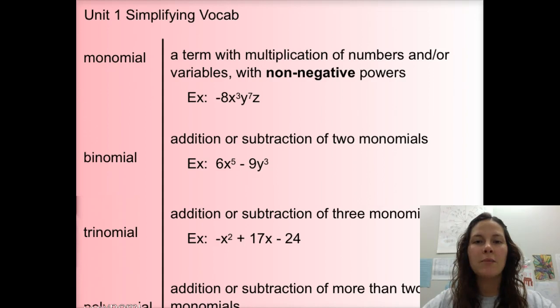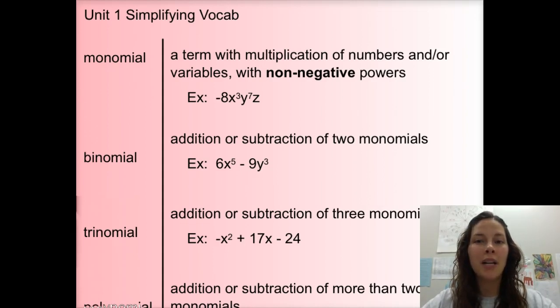So think about all of these prefixes that you hopefully know already. Mono means one. So a monomial is a single term that contains only multiplication of numbers and variables with non-negative, meaning positive or zero, exponents. An example of a monomial is -8x cubed y to the 7th z. Notice it's all multiplication. We're not adding or subtracting anything.